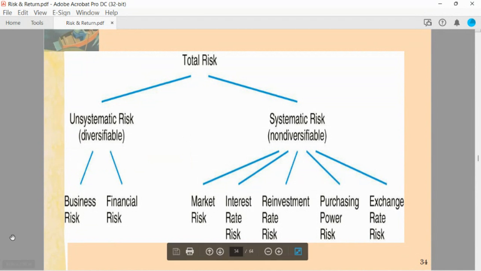But anyway, market risk means financial market risk, coming from the financial market. Exchange rate risk, from the exchange rate. I don't have time to. In the main lecture, I explained everything. Reinvestment rate risk. We already know what it is, we talked about it.